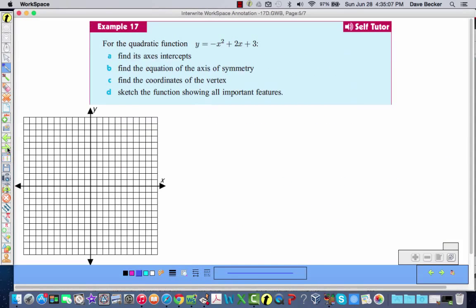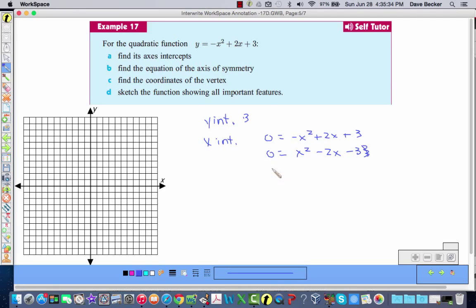Okay, onward we go. Let's find its axes intercepts. We're going to graph it now. So the y-intercept clearly is going to be 3. The x-intercepts, we're going to set it equal to 0. 0 equals -x squared plus 2x plus 3. Multiply everything by -1. 0 equals x squared minus 2x minus 3.